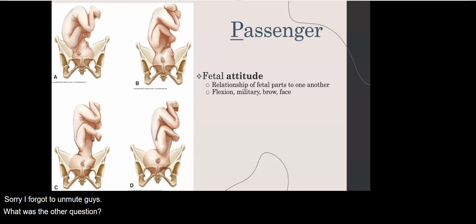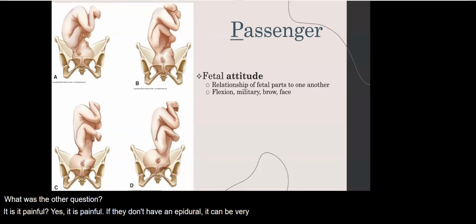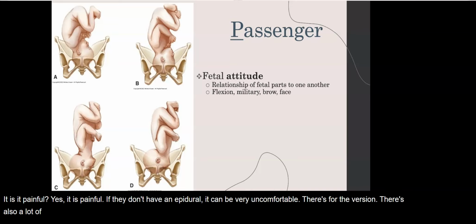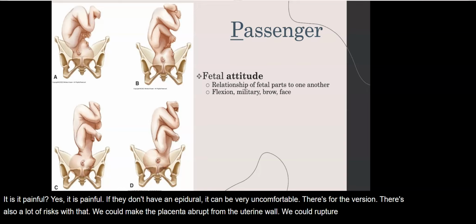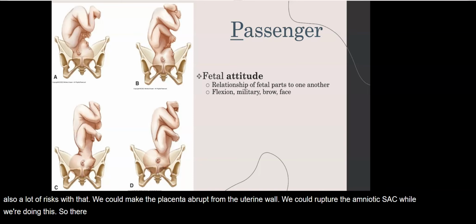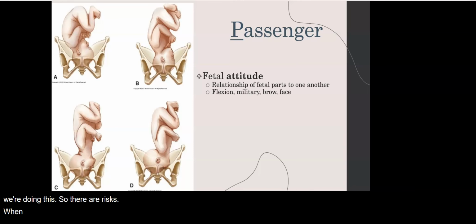Is it painful? Yes, it is painful. If they don't have an epidural, it can be very uncomfortable for the version. There's also a lot of risks with that. We could make the placenta abrupt from the uterine wall. We could rupture the amniotic sac while we're doing this. So there are risks when doing this procedure.